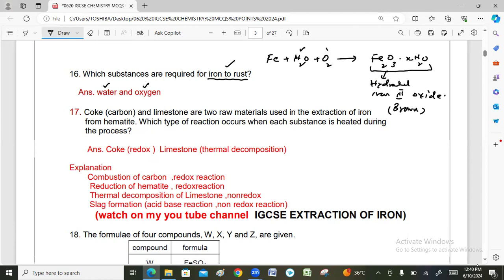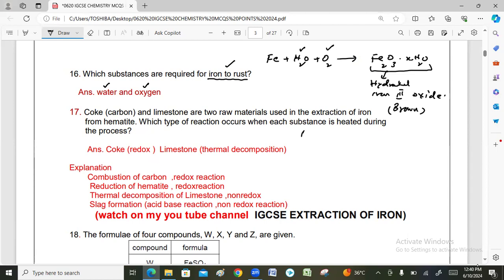So these are the two conditions which are required for the objects of iron which are exposed to the moist air. They are coated with the brown mass, and that brown mass is hydrated iron(III) oxide, which is iron rust. Now, 17th, coke, carbon, and the limestone are the two raw materials used in the extraction of iron from the hematite. Which type of reaction occurs when each substance is heated during this process?